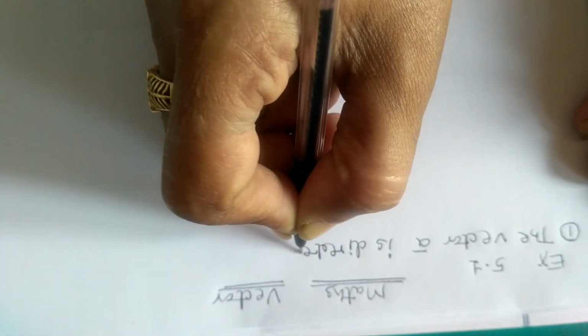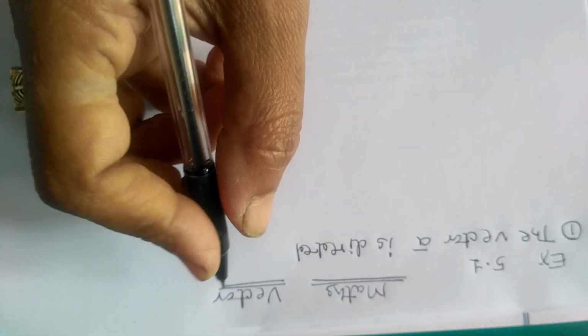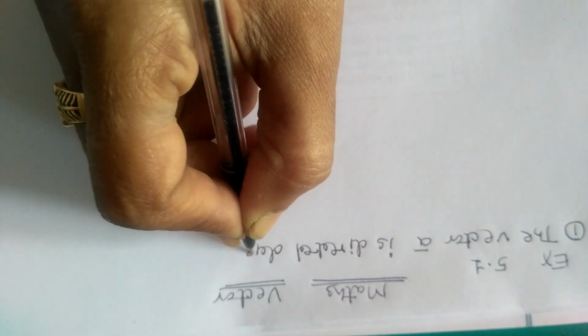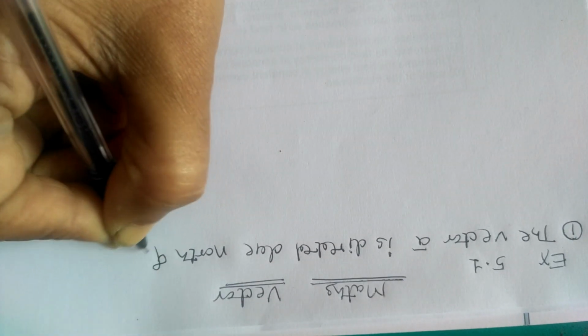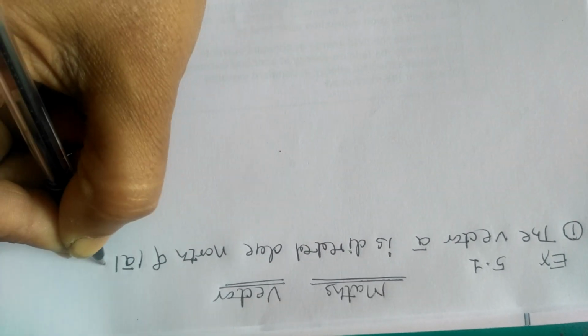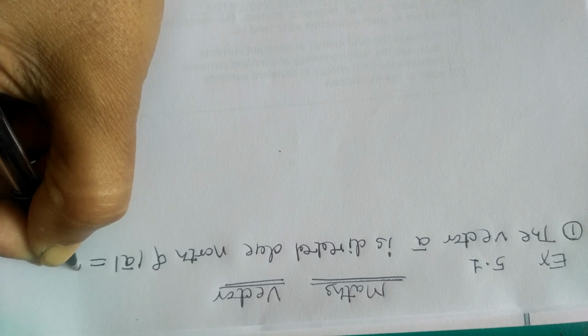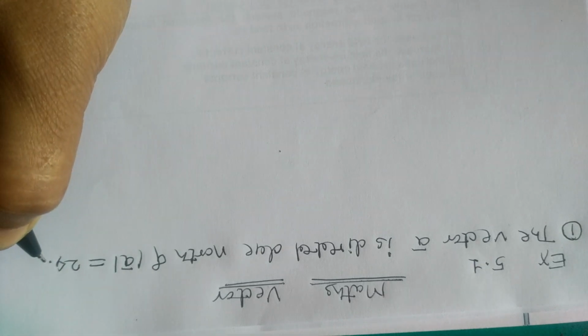is directed due north and its magnitude, meaning the magnitude of vector a bar, is given as 24.